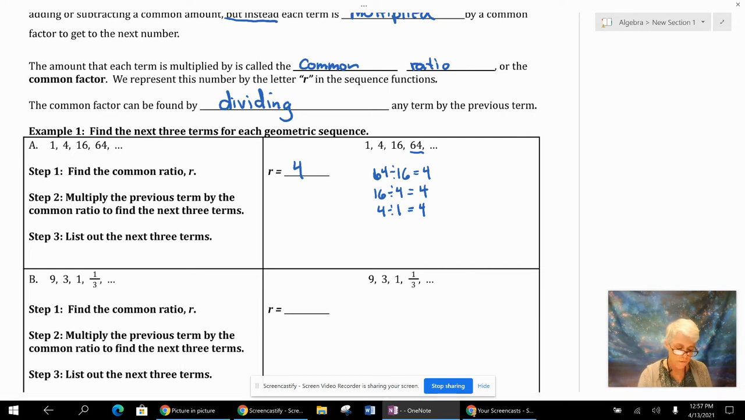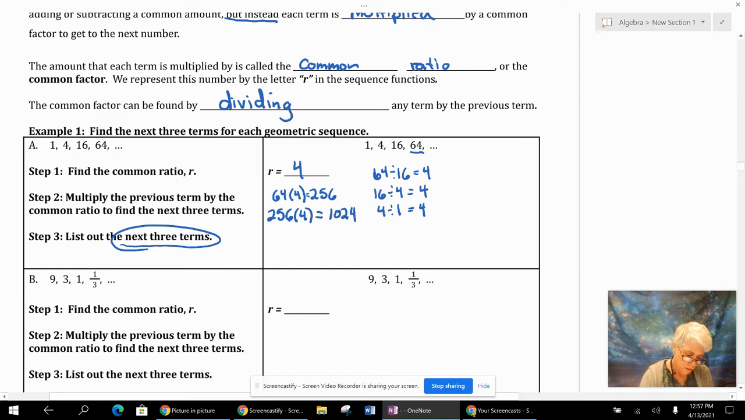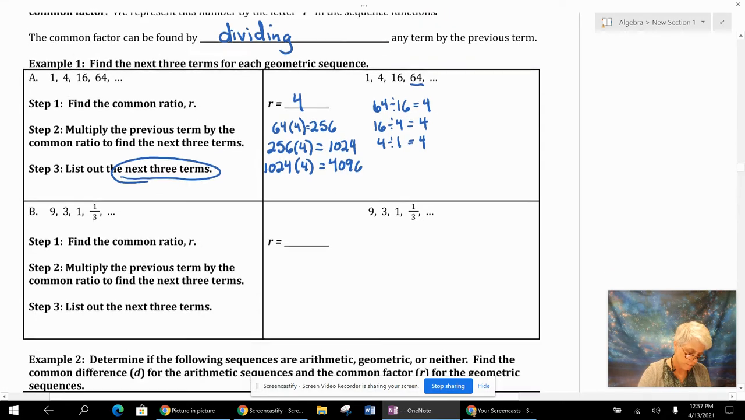So I can actually figure out the next 3 terms. 64 times 4 is 256. 256 times 4 is 1024. 1024 times 4 is 4096. So that was pretty painless. Let's go to the next one.